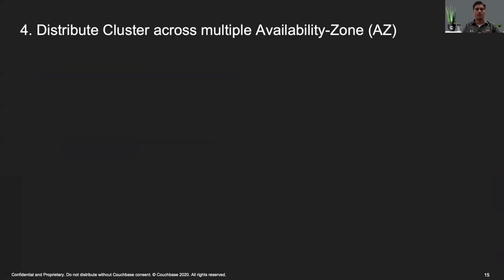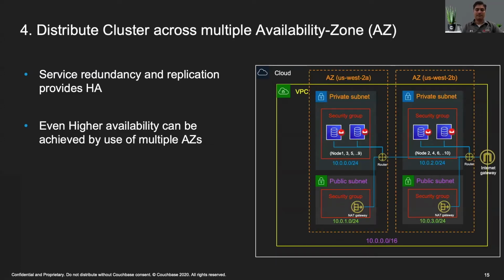Fourth, always distribute the cluster across multiple availability zones. I totally understand that for many use cases, high availability delivered by data replication and service redundancy in a single availability zone is enough. But I have observed that even for business critical applications, customers do not leverage Couchbase's automatic AZ failover feature because they think it would be complicated to implement.